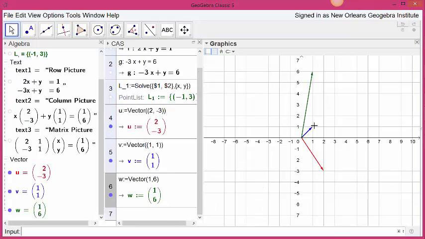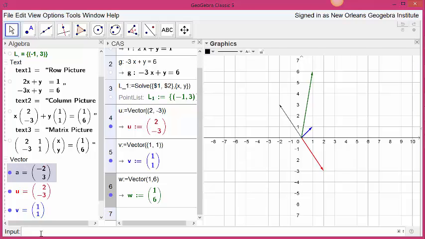In the column view, we're trying to figure out how I can write the vector 1, 6, which I've represented as the green vector, as a linear combination of the vectors 2, -3, and 1, 1, which are the red and blue vectors. Since we already know the answer is -1, 3, we know that we're going to be moving -1 times the red direction and then 3 times the blue direction, which I can get over here in my algebra window by just saying -1 times u. That'll give me that vector.